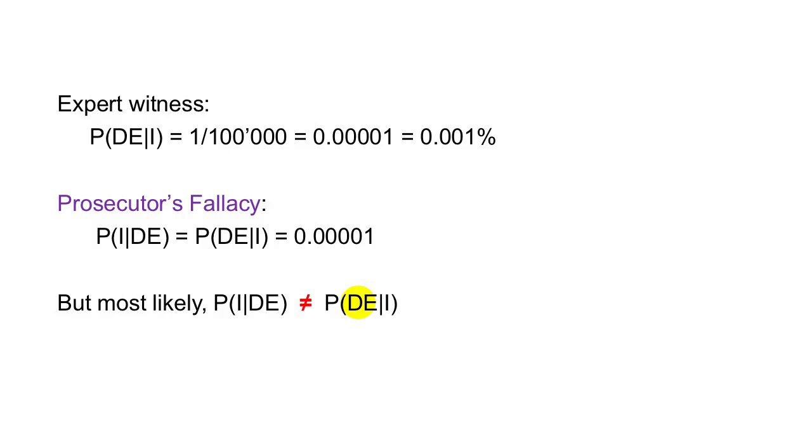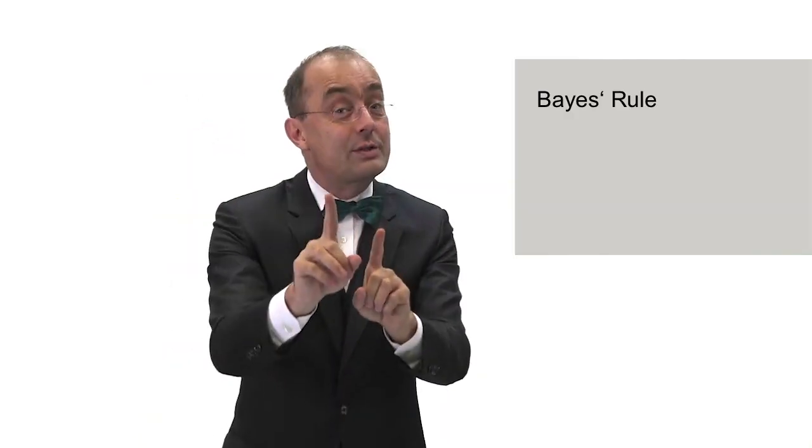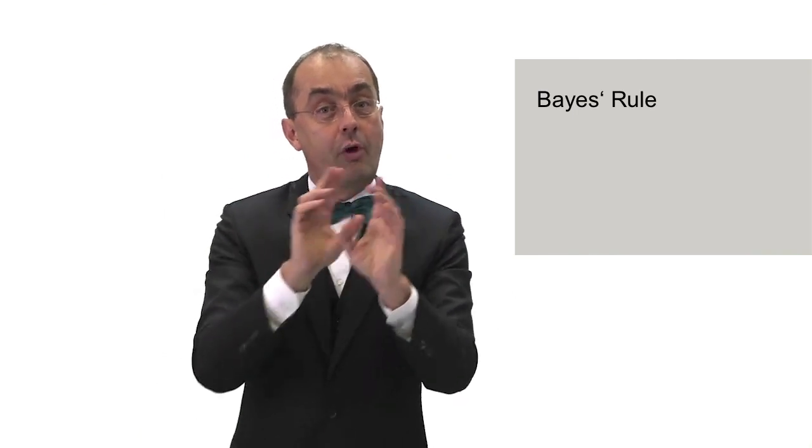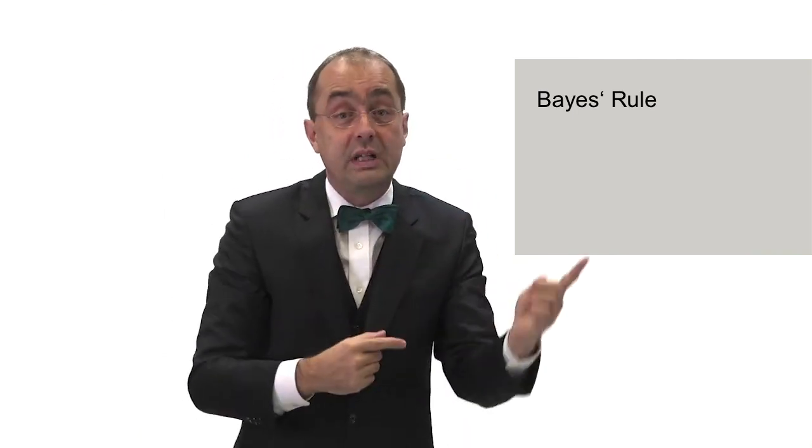Now you say, oh, that's a problem. How do we get the other probability? We have Bayes' rule. Do you remember Bayes' rule from flipping probabilities in the previous model? We actually have at least a theoretical way to go from the expert witness's statement to the probability that the prosecutor, the jury, and the judge care about.